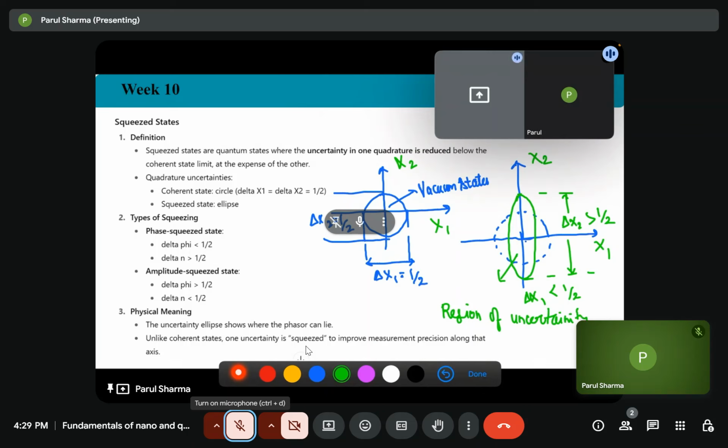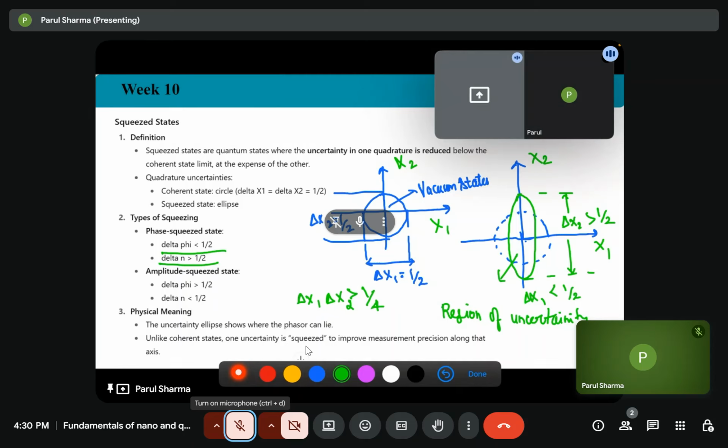So in quadrature uncertainty, if there is a coherent state, then delta x1 will be equal to delta x2, and that will be equal to 1 by 2. But in the case of squeezing, if there is a phase squeezed state, then delta phi is lesser than 1 by 2 and delta n is greater than 1 by 2. If it is an amplitude squeezed state, then delta phi will be greater than 1 by 2 and delta n is lesser than 1 by 2. It means the product of delta x1 and delta x2 is greater than 1 by 4. So it leads to the squeezed state.